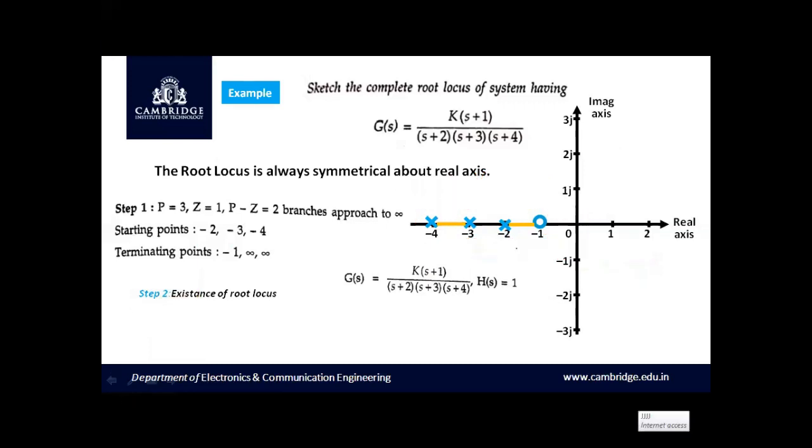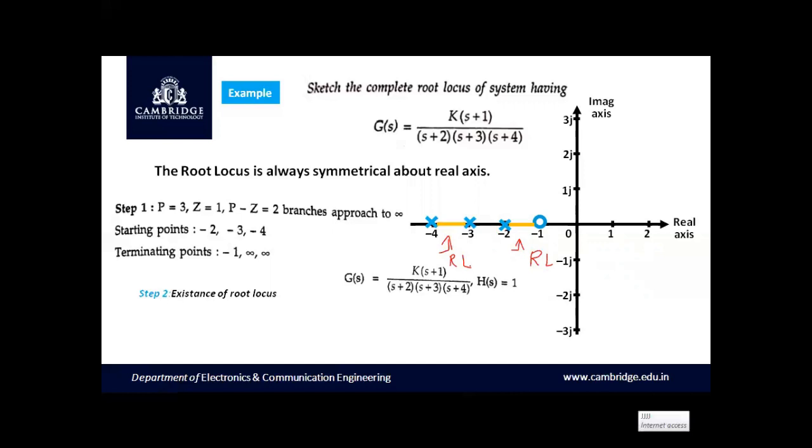Making use of step 2, we have marked the existence of root locus. Therefore, root locus exists between -2 and -1 as well as between -4 and -3. And also making use of this step, we could predict the existence of breakaway point.